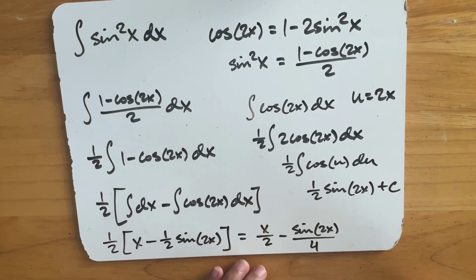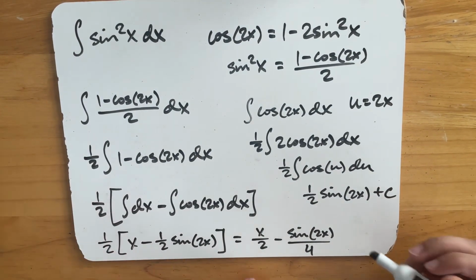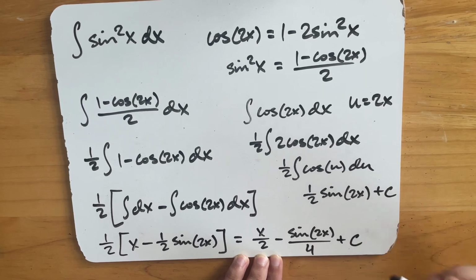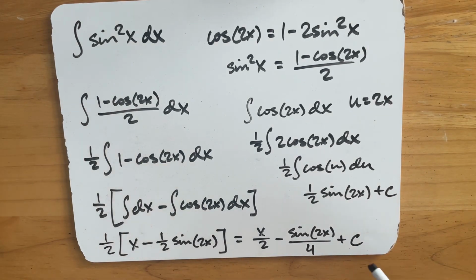Ideally, you can see it. I think you can see it now. Yeah. So sine 2x over 4 plus c. Right, so x over 2 minus sine 2x over 4 plus c. That's our final answer. So that's the integral of sine squared x dx.